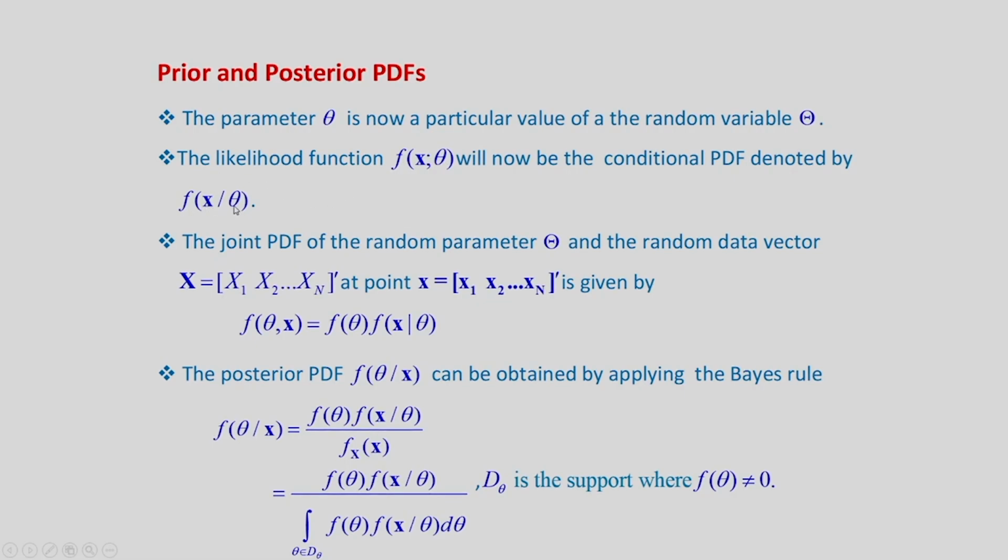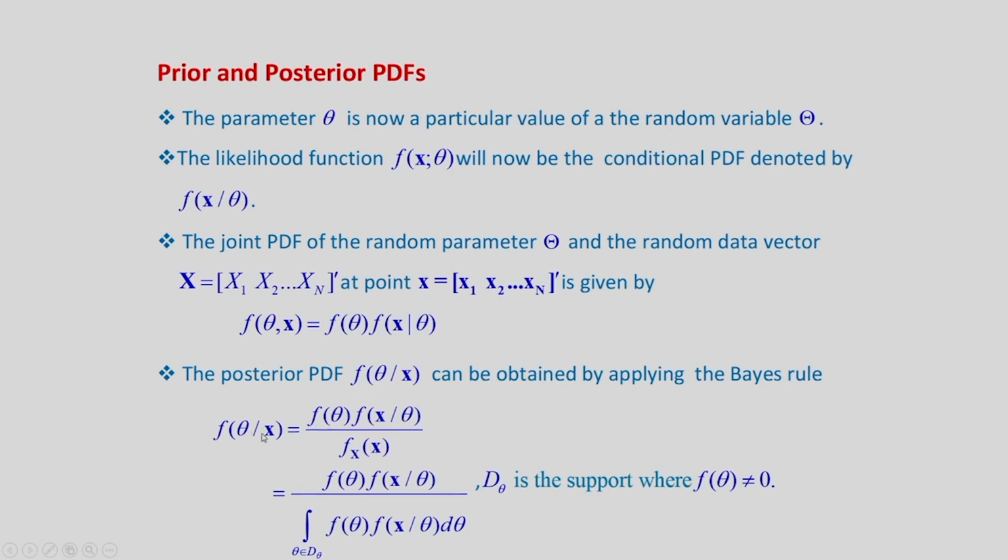The joint PDF of the random variable theta and the random data vector x, at a point small x vector, that is x1, x2 up to xn transpose, is given by this expression. This is the expression for the joint PDF. f of theta and x is equal to f theta multiplied by f of x given theta. The posterior PDF f of theta given x can be obtained by applying the Bayes rule.